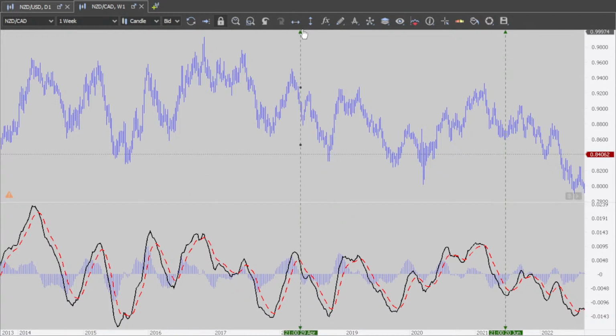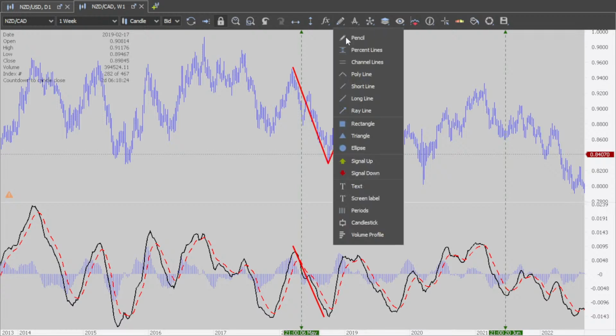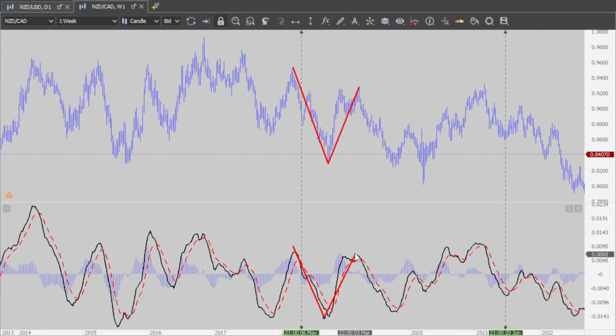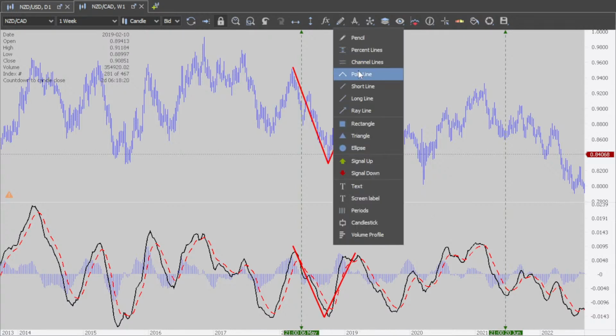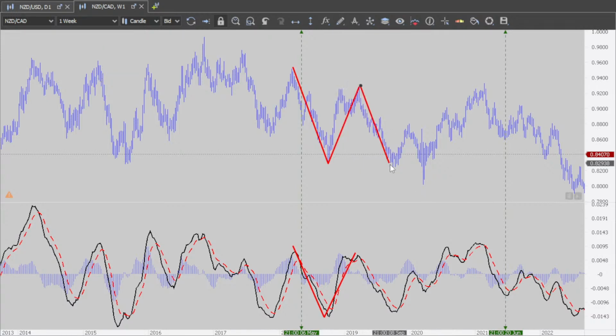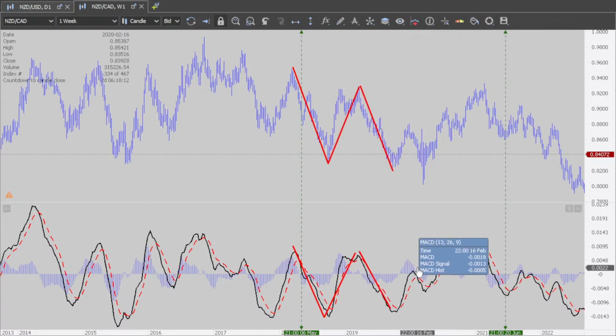So this is just an example again, NZD-CAD weekly chart, high to low. Didn't the MACD go high to low? Low to high. Didn't the MACD go low to high? High to low again, high to low again. Didn't the MACD go high to low? Okay.